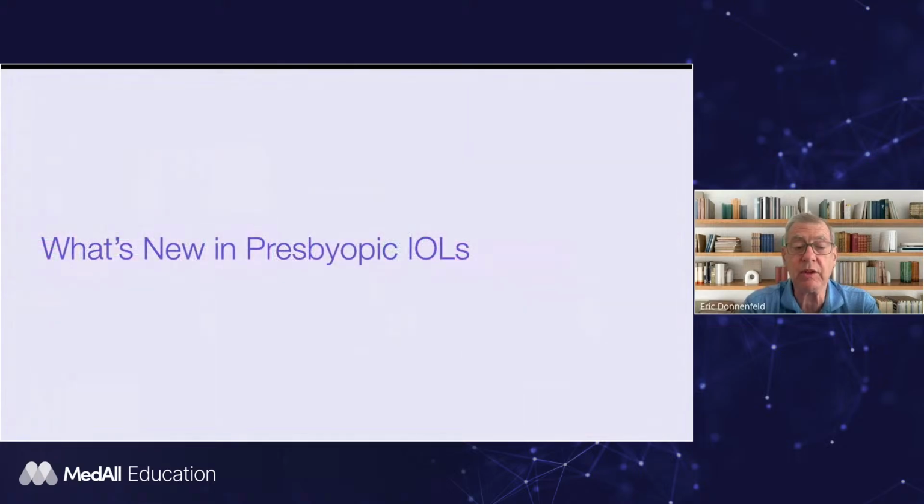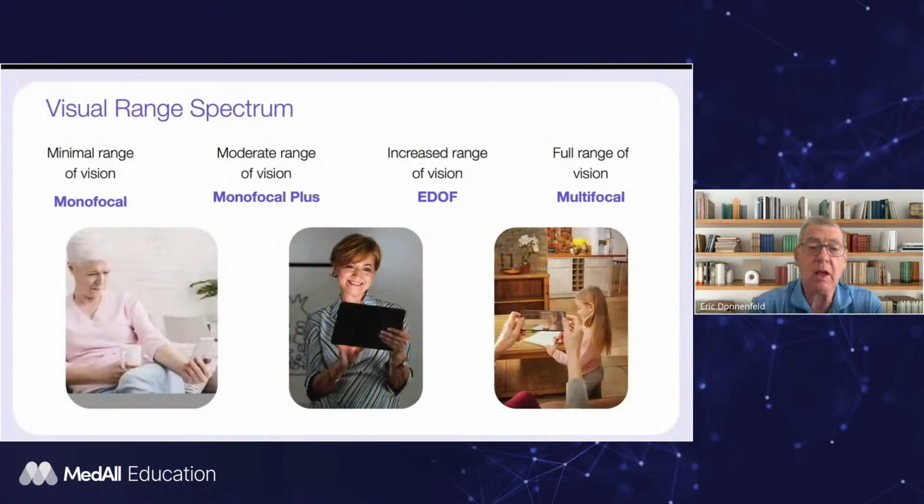So let's start by talking about what's new in presbyopic intraocular lenses. There are basically 4 different forms of IOLs that vary based on the range spectrum. We have the minimal range spectrum, which is a monofocal lens. That's the government issue lens that's usually provided by most doctors. You have a monofocal plus, which is a lens that's not quite giving you enough to be called an EDOF lens, but it gives you a moderate range of vision.